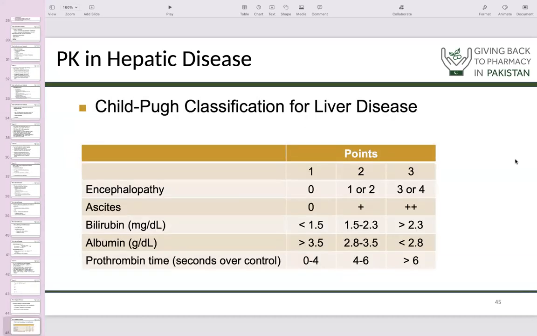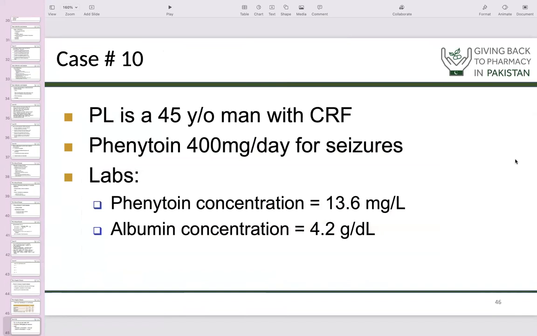So how do we calculate the points? We give a point for each of these. If the patient has encephalopathy, you give 1 or 2 points, or 3 or 4 points, depending on the grade of encephalopathy. Ascites gets 1, 2, or 3 points, depending on how bad the ascites is. Albumin level more than 3.5, between 2.8 and 3.5, or less than 2.8, you give 1, 2, 3 points. And prothrombin, you give points based on the prothrombin time.